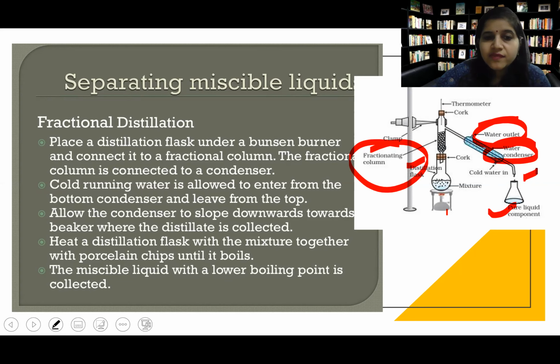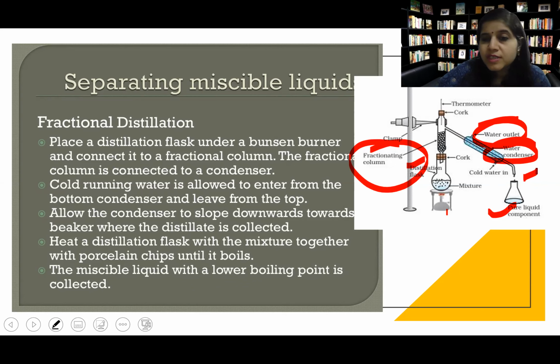Heat the distillation flask with the mixture together with porcelain chips until it boils. Now you start heating the distillation flask by the help of a Bunsen burner until it starts boiling. And you are using a thermometer as well to note down the temperature, to note down the boiling point.